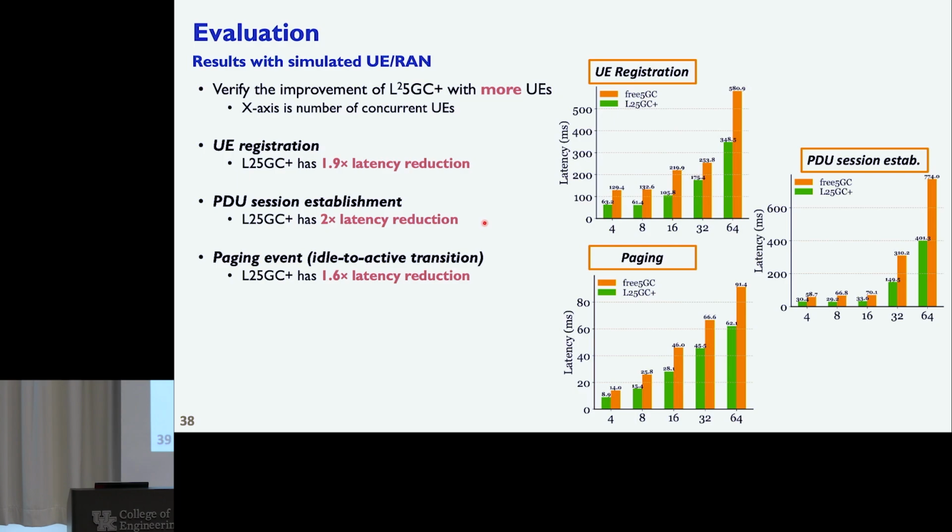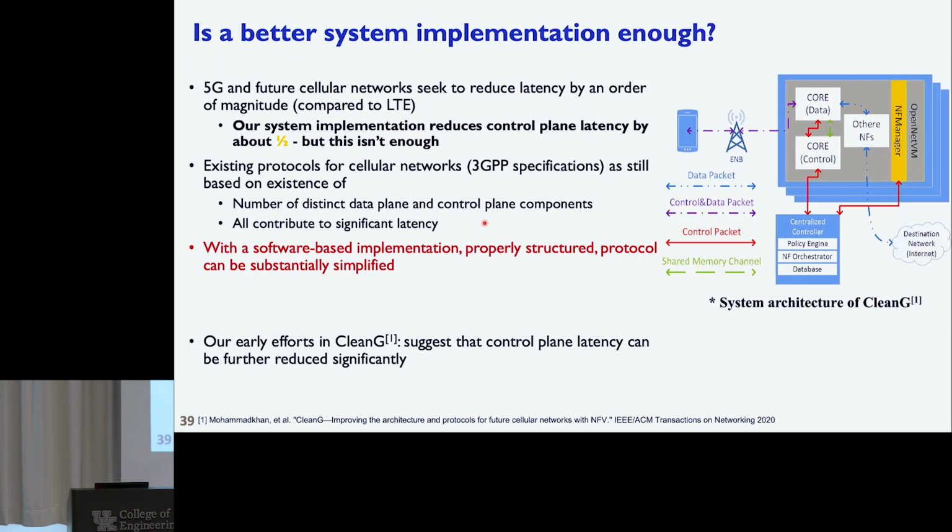So far, I discussed the system improvements we made to handle the penalties we discussed earlier. And what we can see is that our system implementation can reduce the control plane latency by almost half. But the question is, is this enough? And of course, it's not enough, because you may still remember how complex the entire control plane protocols look. But how can we improve that?